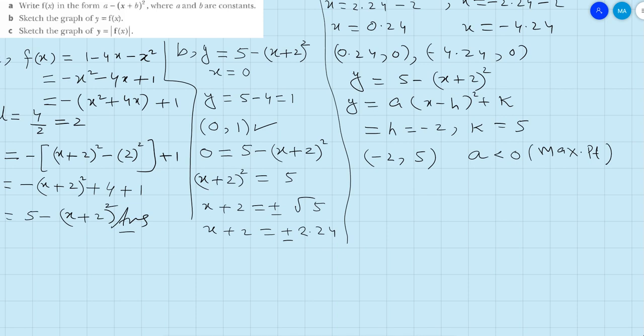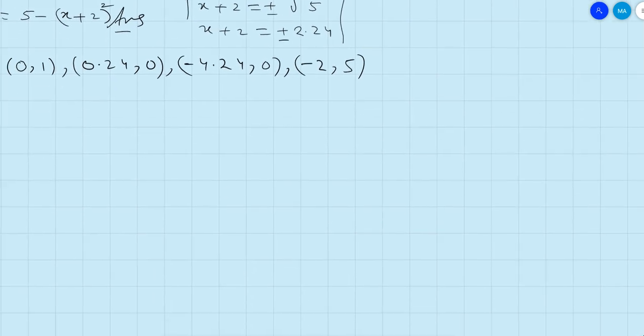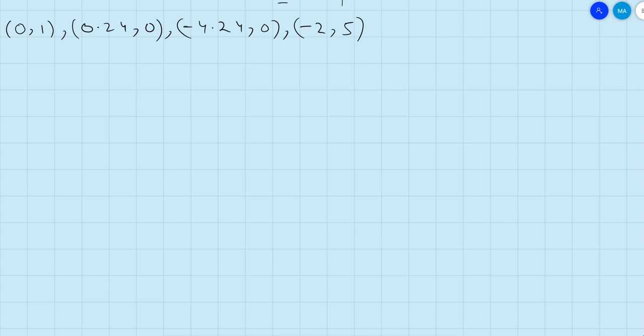Write all the points again. First point is 0, 1. Second is 4.24, 0. Third is minus 4.24, 0. And the coordinate of the maximum point is minus 2 comma 5. Now it's time to plot all the points. So we have these 4 points. First, draw the x and y axis.